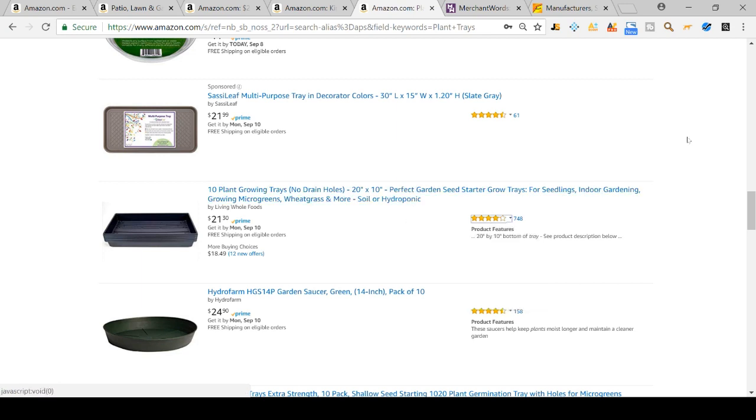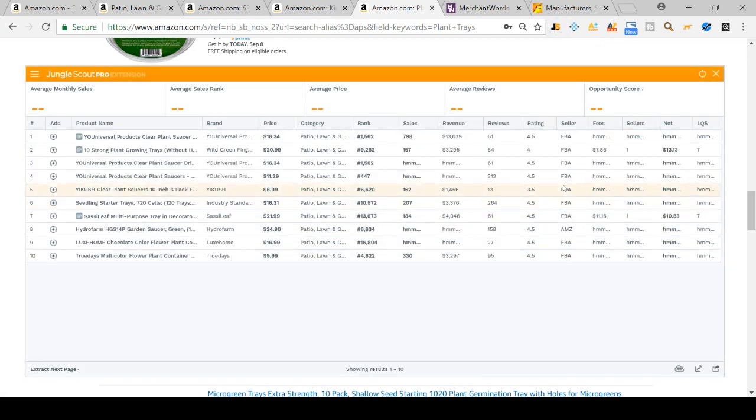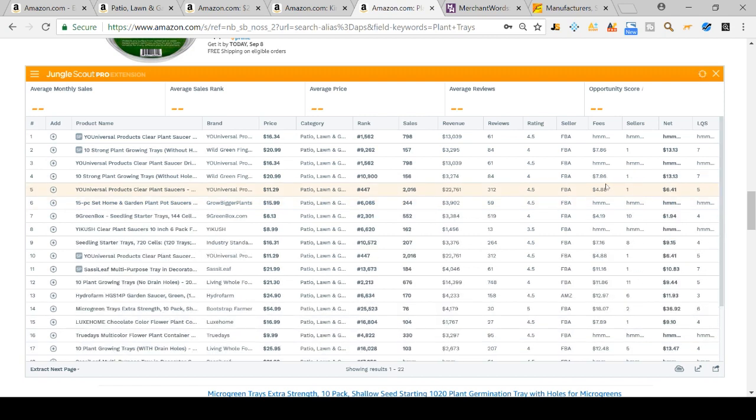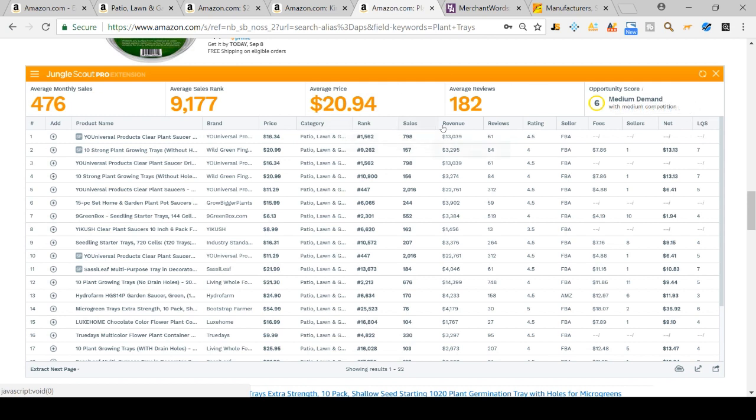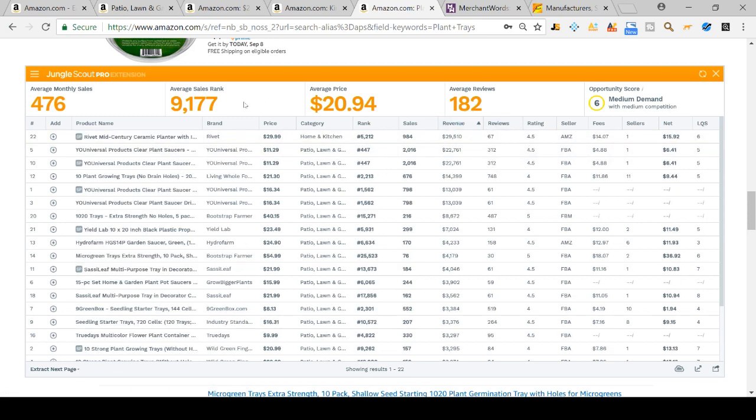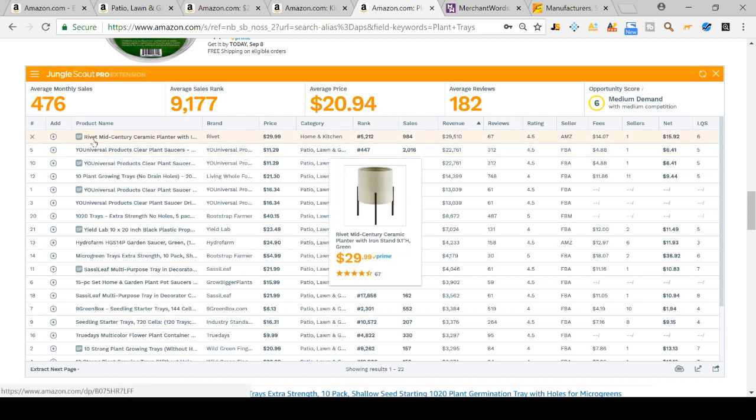What I'm going to do now is run the Jungle Scout Pro plugin and let it load, let it do its magic, let it populate all the fields here. And wow, so we have a medium demand and medium competition product. I'm going to sort this by revenue to see the maximum a seller is making for this particular keyword. I'm not going to consider this because it's a sponsored product ad. It's an advertisement, not an organic listing. So whatever listing you see here with the letters SP, we're not going to consider that.